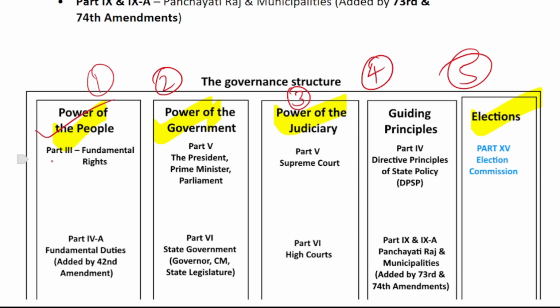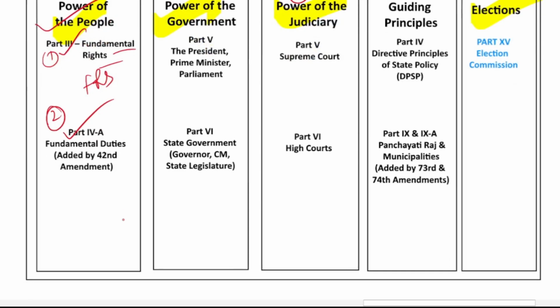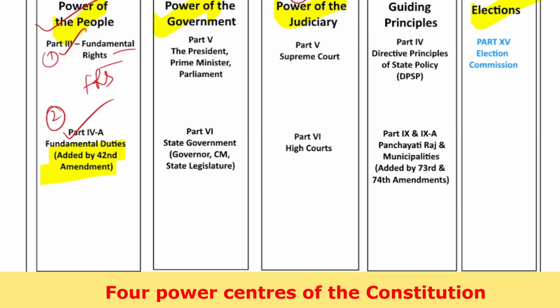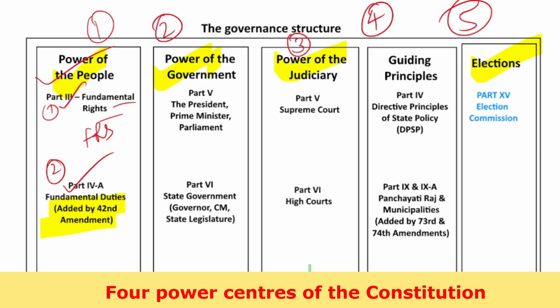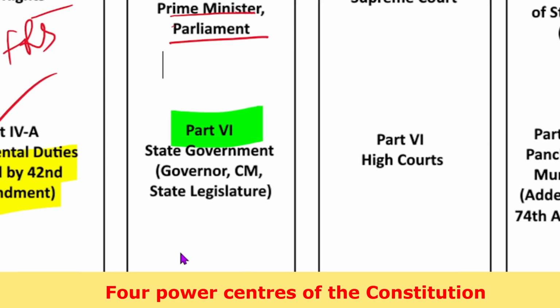Power of the people includes 2 important parts, Part 3 and Part 4A. Part 3, we have already discussed, is fundamental rights, and Part 4A includes fundamental duties which were added by the 42nd Amendment. Second important pillar, or you can say power center of the Constitution, is the power of the government. It includes Part 5 and Part 6. Part 5 includes the President, Prime Minister, and Parliament. And Part 6 is inclusive of state government, which in turn includes Governor, CM, and state legislature.